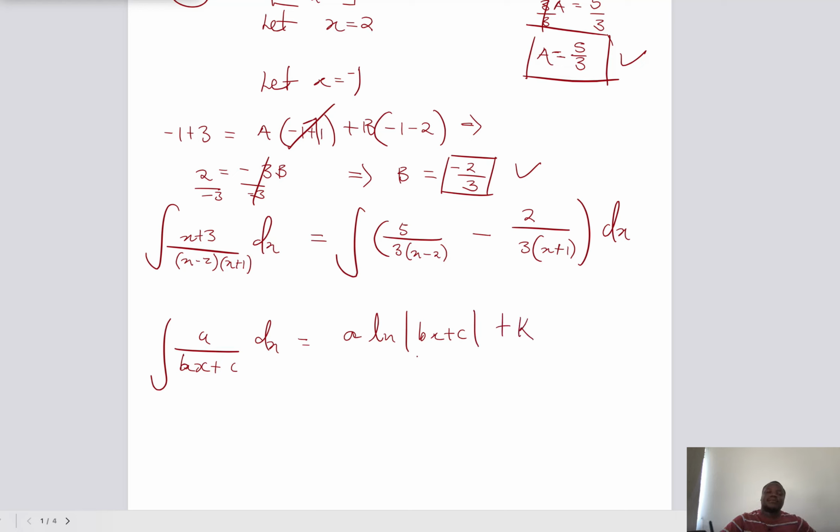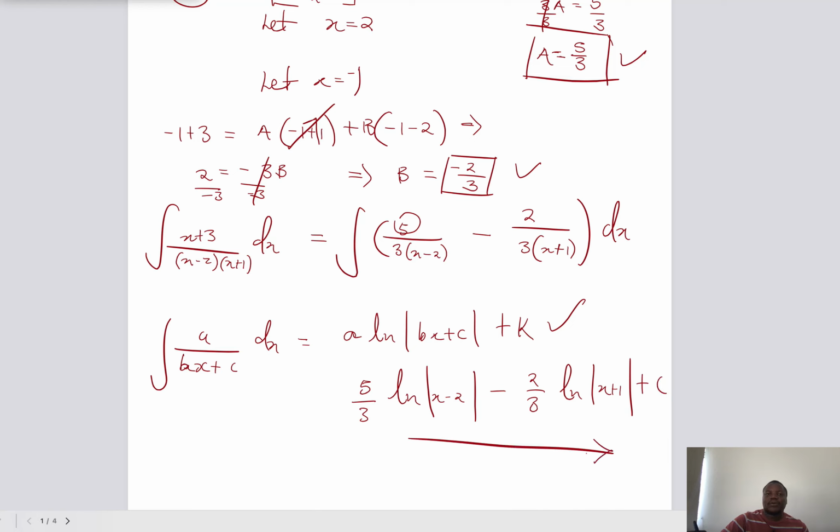Okay, now if you look at this, this can be our a, that can be a function that we have there. So we are simply doing a direct application of this rule, and I ask that we get familiar with these rules, because in most cases we just need to apply them. So this means now what we have here is 5 over 3 ln modulus of x minus 2 minus 2 over 3 ln modulus x plus 1, and then everything plus some constant c. So that's the integral of that.